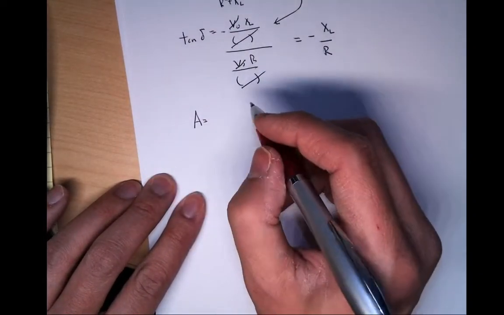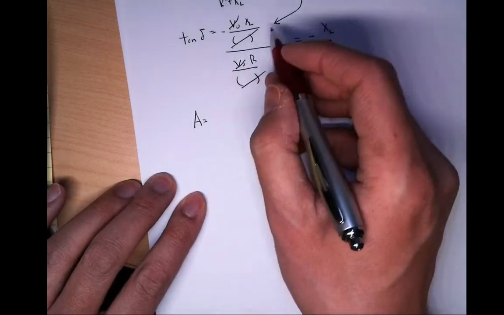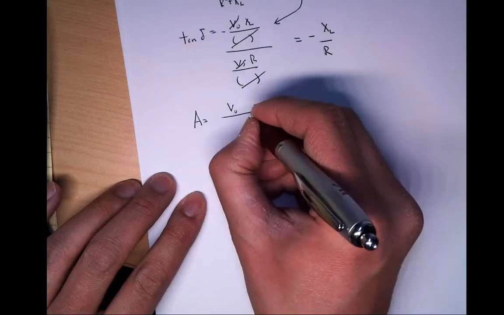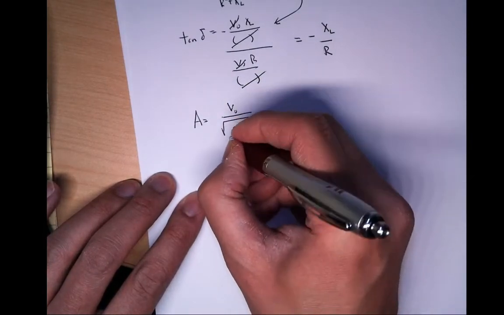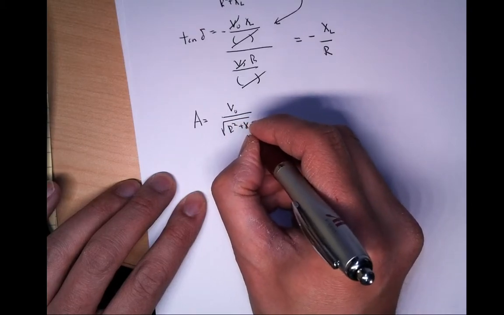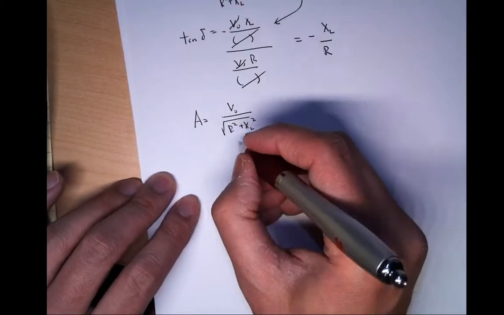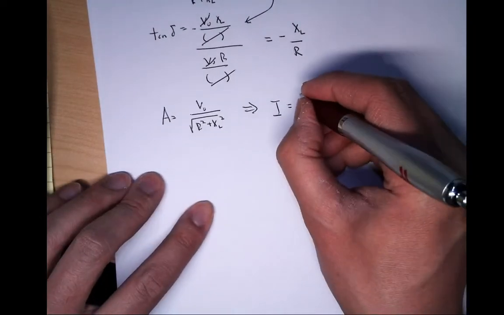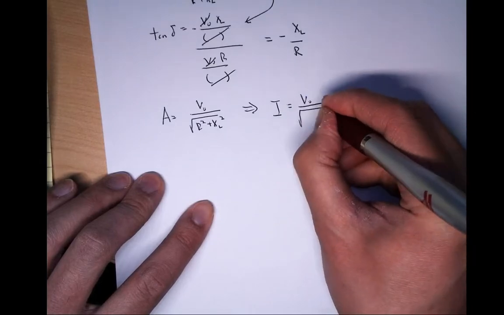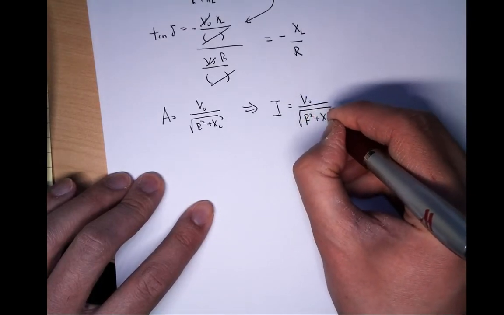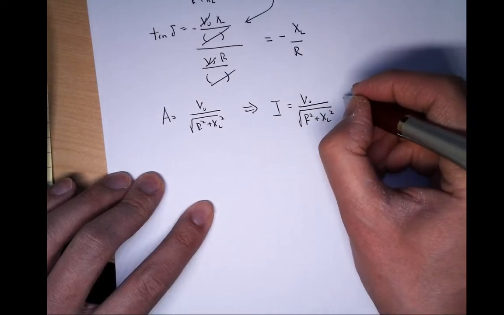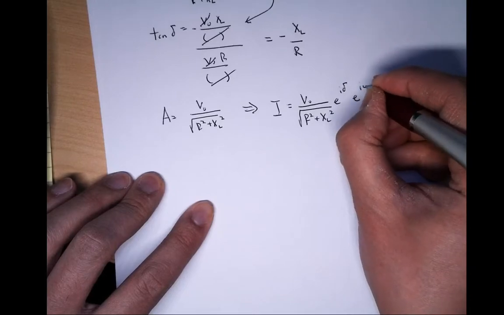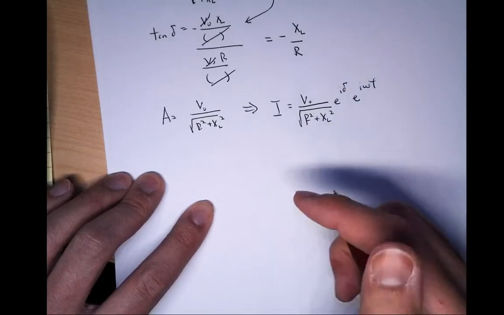The second part now is just basically A. That's just the norm of everything. So if you take these things squared and take the square root of it, you can find that this is equal to V0 over the square root of R squared plus X_L squared. And so what this gives you at the end is I is equal to V0 over the square root of R squared plus X_L squared, e to the i delta, e to the i omega t, because that was our guess initially.